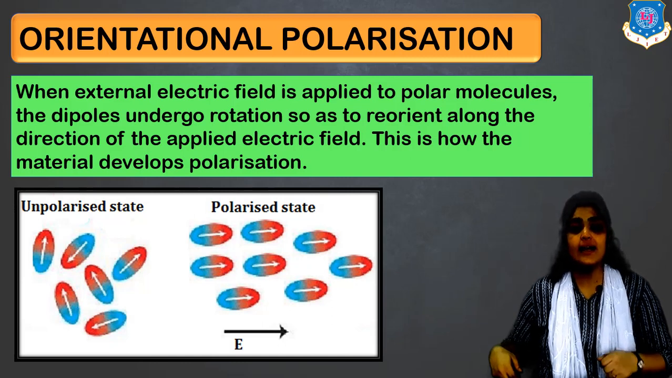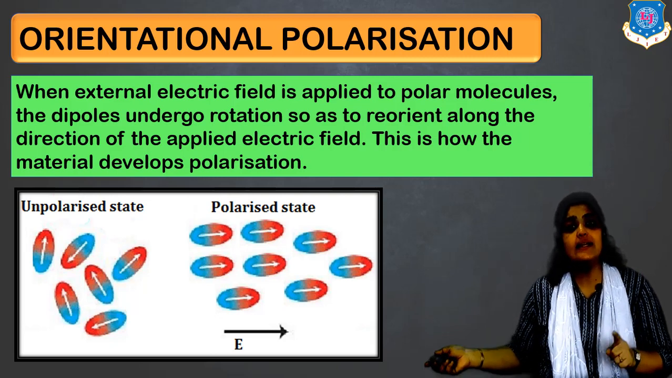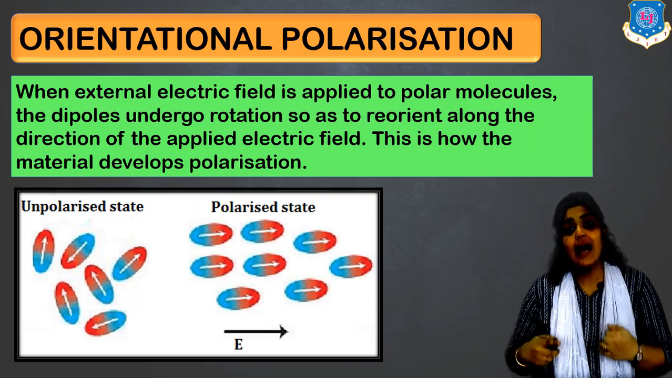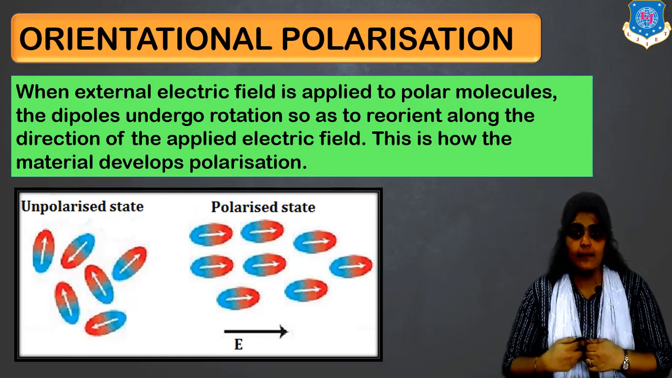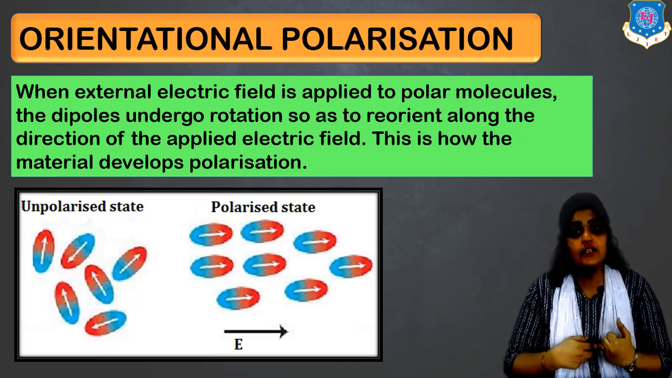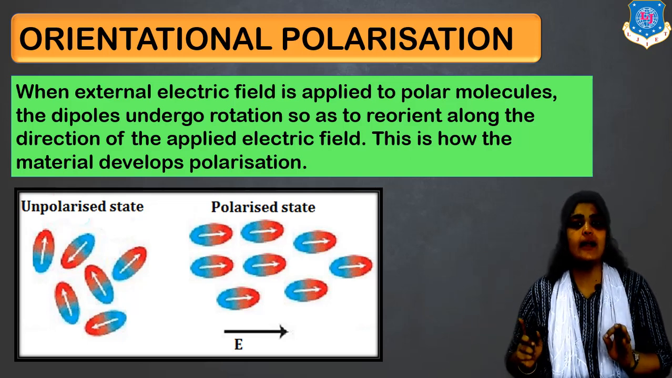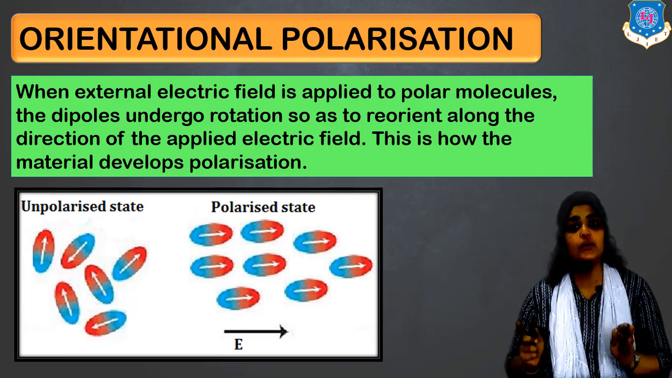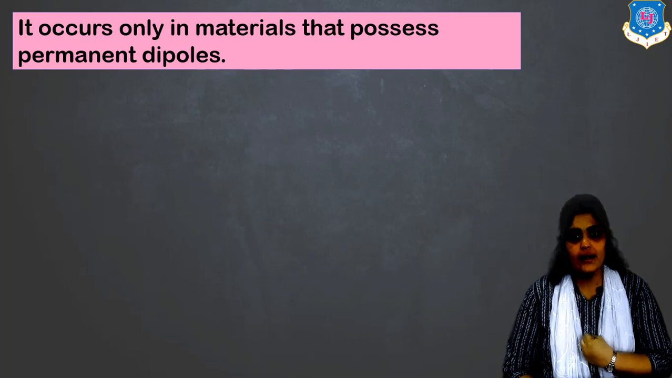You can see on the left hand side that there are dipoles already even if there is no E. But on the right hand portion, you can see that an electric field E is applied towards the right. So what is happening? The dipoles have aligned themselves according to the applied field E. That means if you compare with the absence of electric field, the net dipole moment is 0. But when the electric field is applied, you can see that the net dipole moment is not 0, because all the dipoles have oriented themselves according to the applied electric field. Clear? Let's see what else happens in orientational polarization.